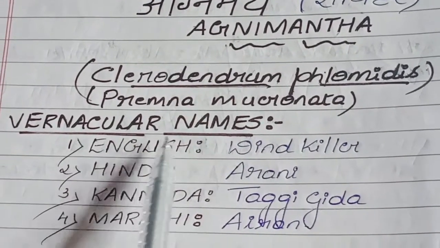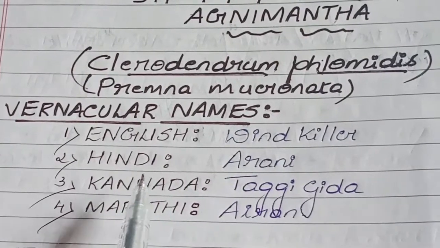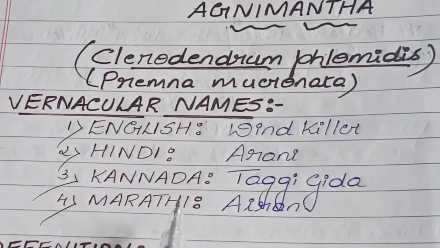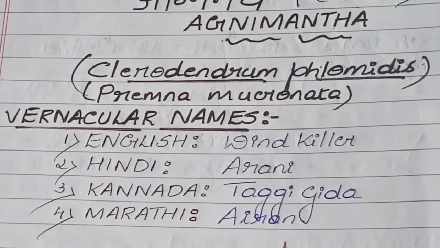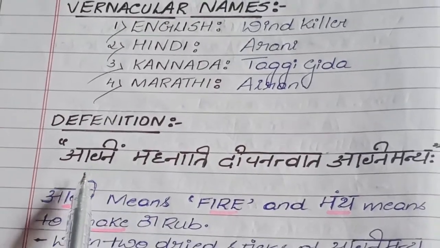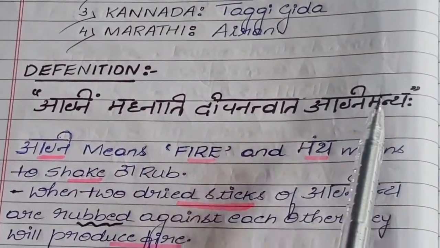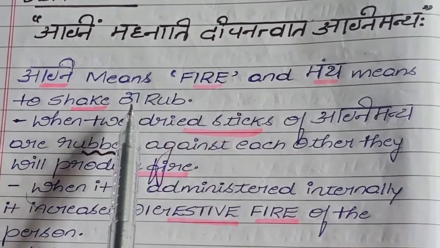Coming to its vernacular names, in English it is known as vine killer, in Hindi as arani, in Kannada as tagigida, and in Marathi as arani. Coming to the definition of Agnimantha: Agnim mathnati deepanatvat agnimantha. Agni means fire and mantha means to shake or rub.